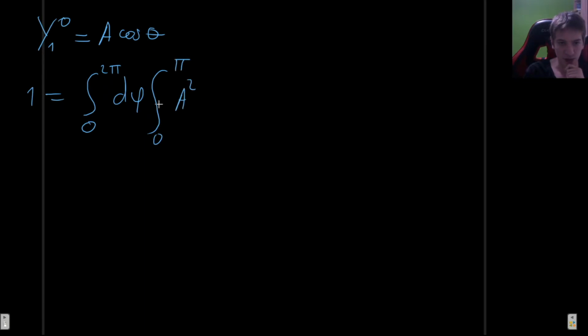So let's do that. Let's integrate over all of this angular space, which means we're going to integrate phi from 0 to 2 pi, and theta from 0 to pi, and here's going to be our function squared. I took this out because the function doesn't depend on phi. So we get A squared cosine squared theta times sine theta. This sine theta comes from the fact that we're integrating in spherical coordinates. Now this first integral is trivial, it's just 2 pi.